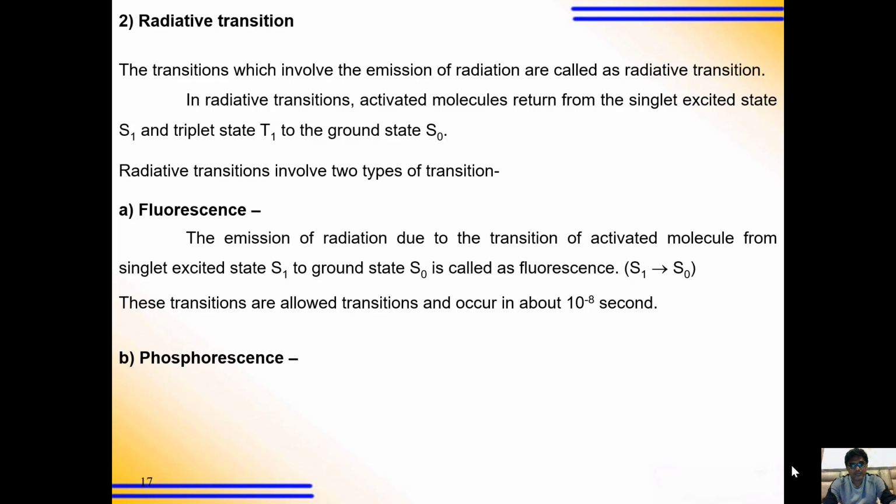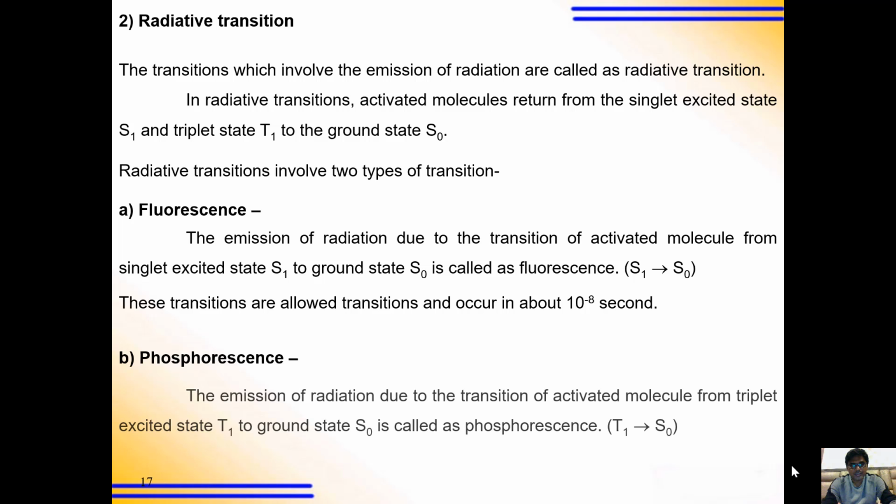And the second transition is phosphorescence. In these transitions, the emission of radiation due to the transition of an activated molecule from the triplet excited state, that is T1, to the ground state S0, is called phosphorescence. These transitions are forbidden and occur at slow rates.